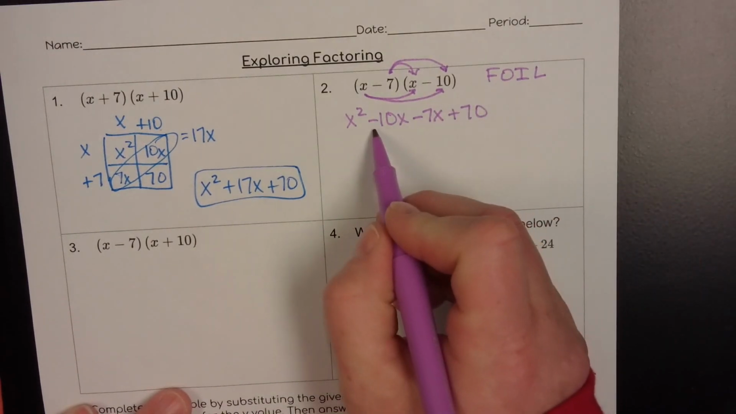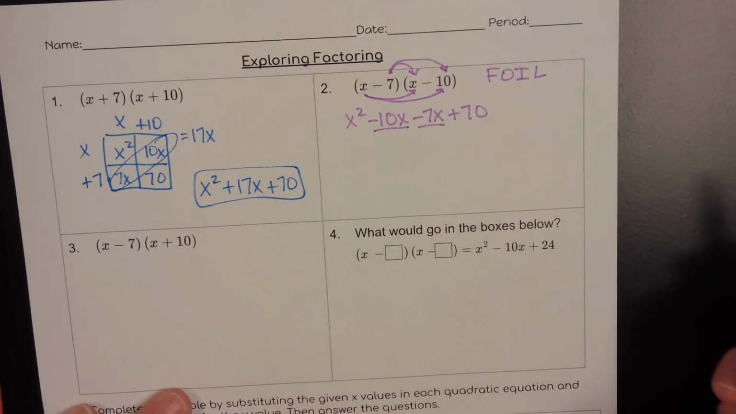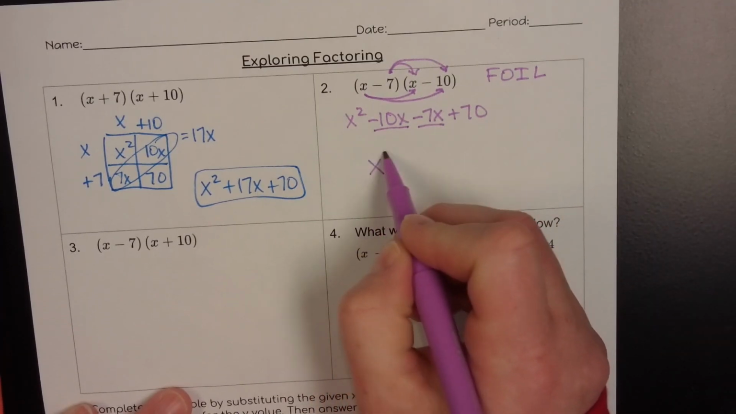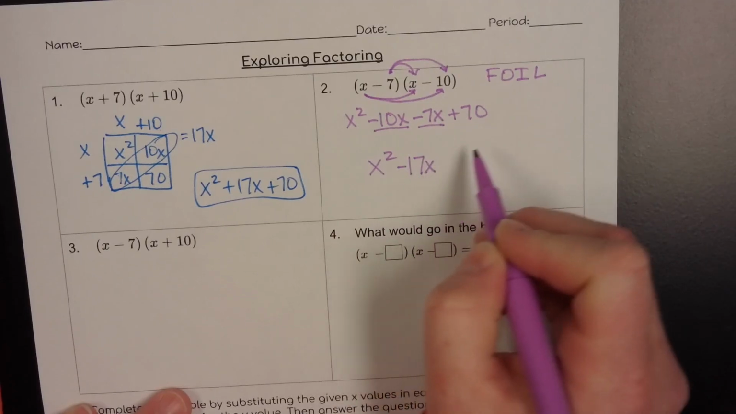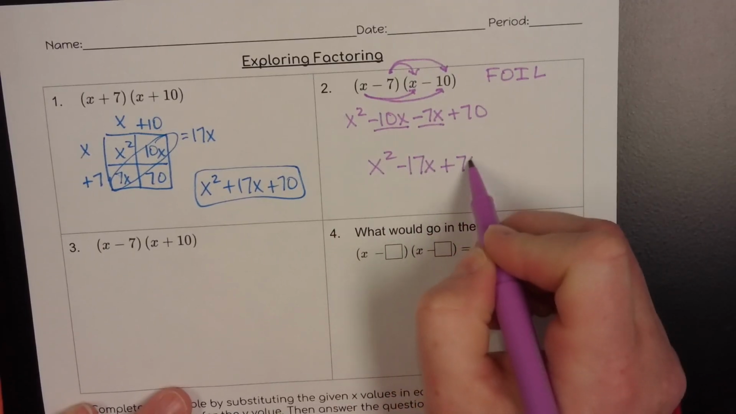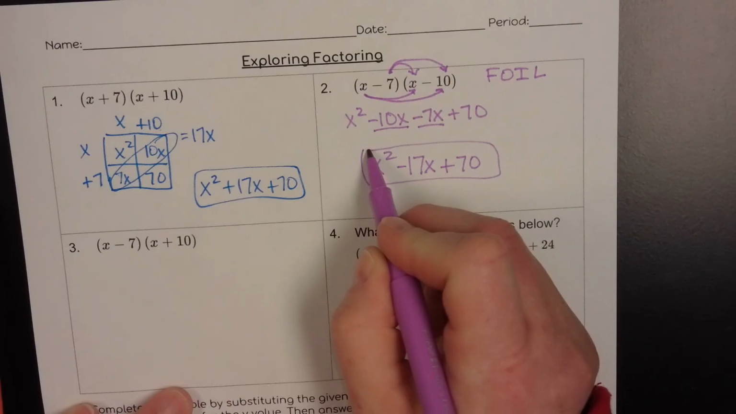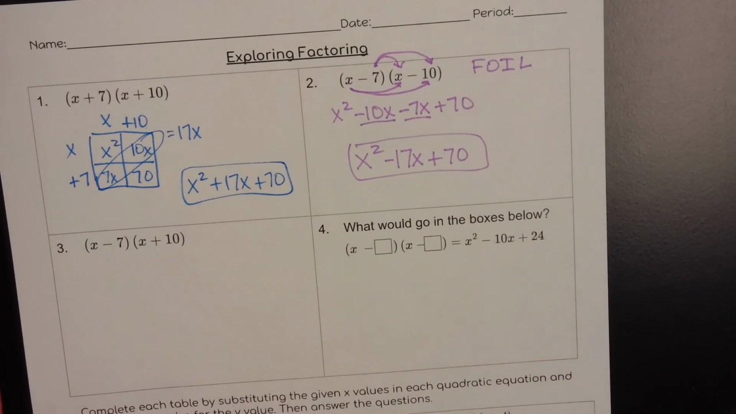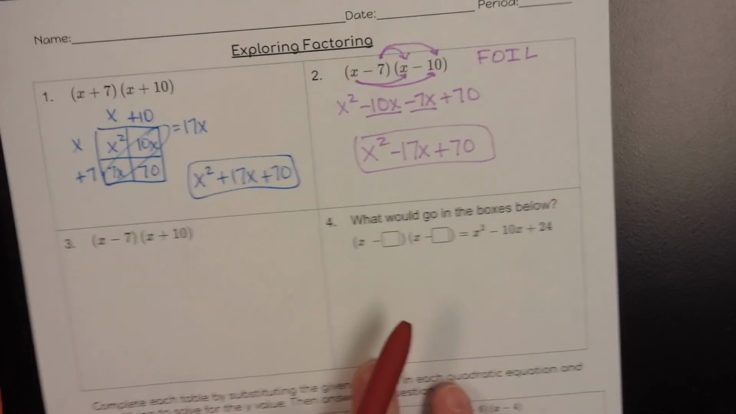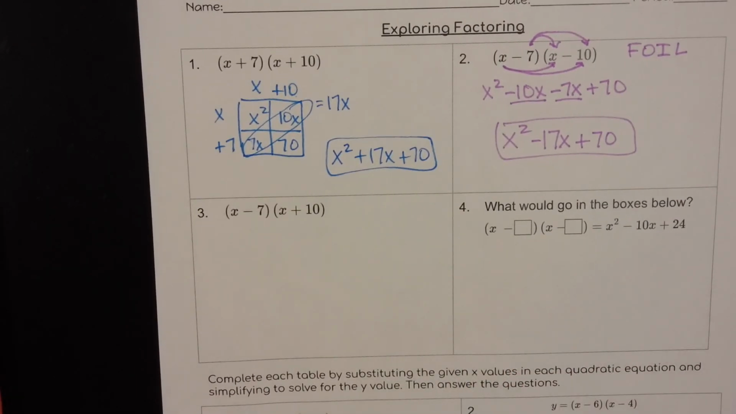We add our middles, just like we added our diagonals on the other problem, we're going to add our middles, okay? A negative 10 and a negative 7 make a negative 17x. And then we bring down our plus 70. Okay. Let's do box method again for this one. Again, you can always pause or rewind.